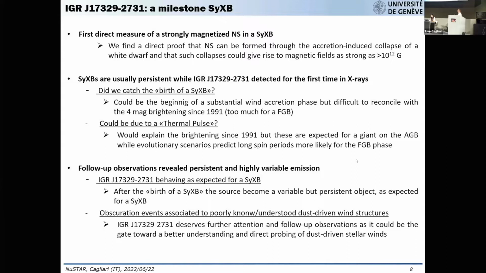It could be that it just achieved the status where the stellar wind is strong enough to power the accretion on the neutron star. We actually don't know. That's still an open point. But of course, we can say that definitely after the discovery, this source stayed more or less constant but variable, as expected for a wind-fed symbiotic X-ray binary. And indeed, these obscuration events are very interesting. So we want to study the source further, eventually to reconfirm also the cyclotron line, but also to continue detection of these events that can tell us so much about dust-driven winds from M giants.